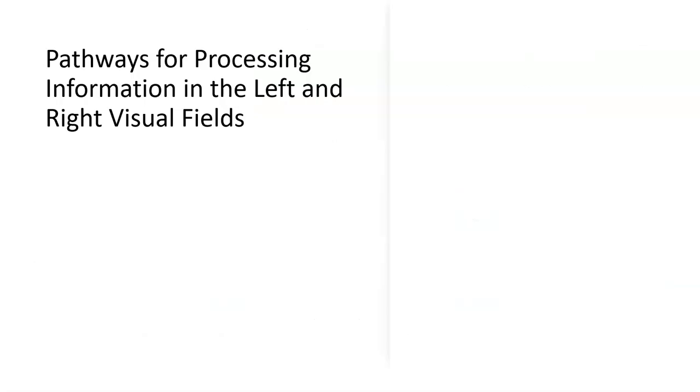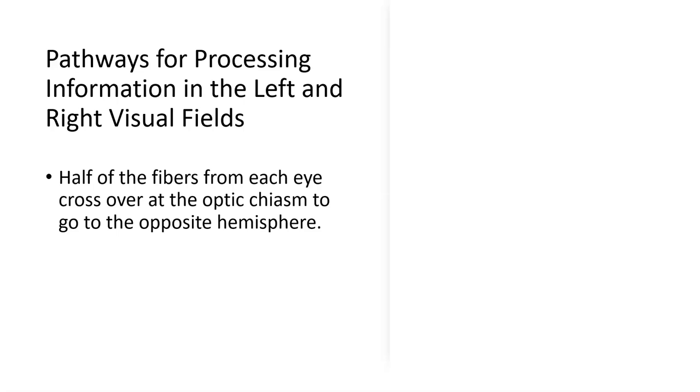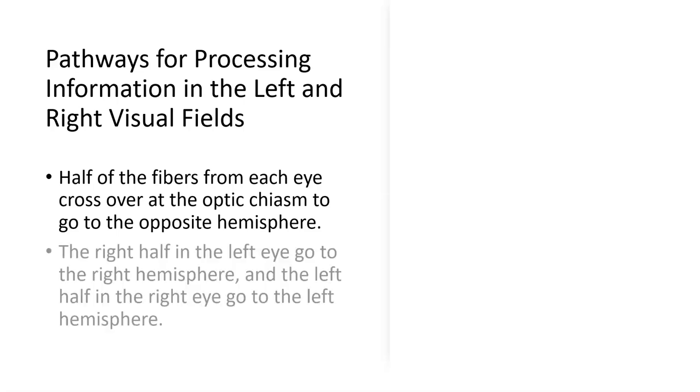So in pathways, there are pathways for processing information from both of those visual fields. Half of the fibers from each eye are going to cross over what's called the optic chiasm, and then go to the opposite hemisphere. The right half in the left eye is going to go to the right side. The left half in the right eye is going to go to the left side, and so on.